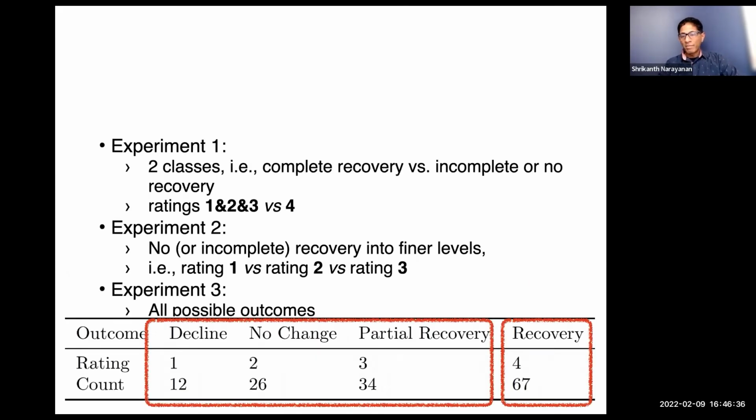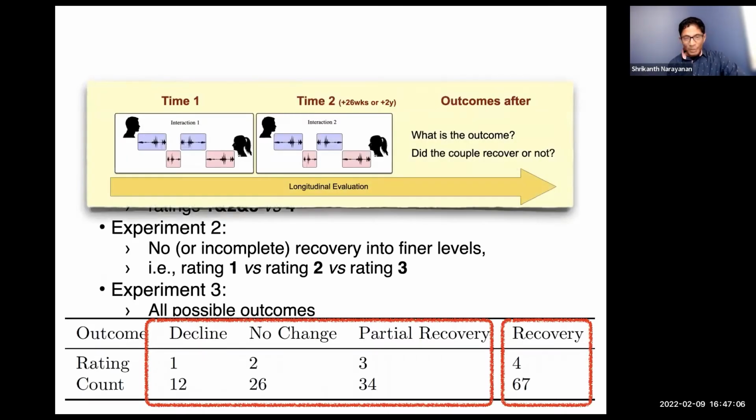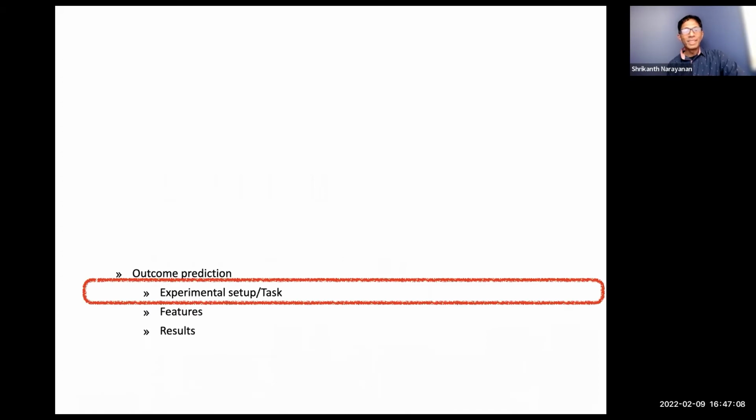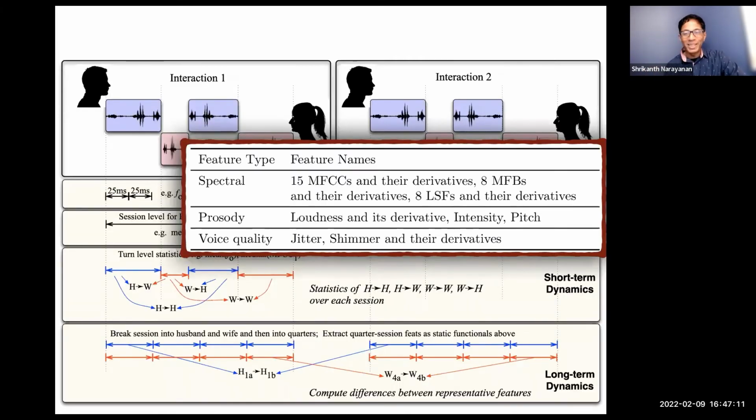Of the 130-plus couples, we had 67 with outcome information: about 26 where there was no relationship change, 12 where it declined, and it improved for the rest of them. So the question is, if we had information about the interaction, can the interaction information help predict the outcome? So we did an experiment. This is retrospective, not prospective at all.